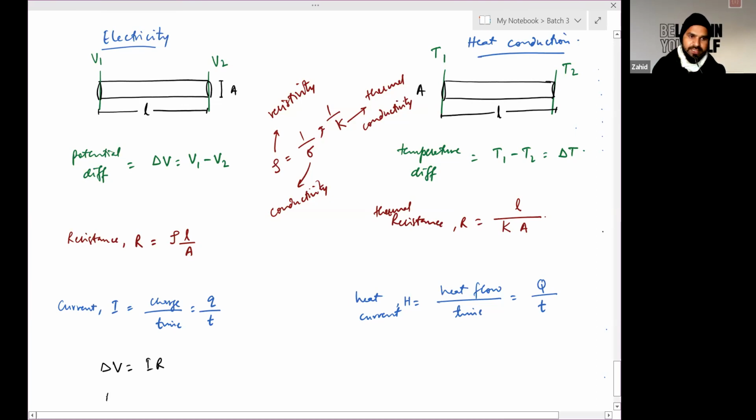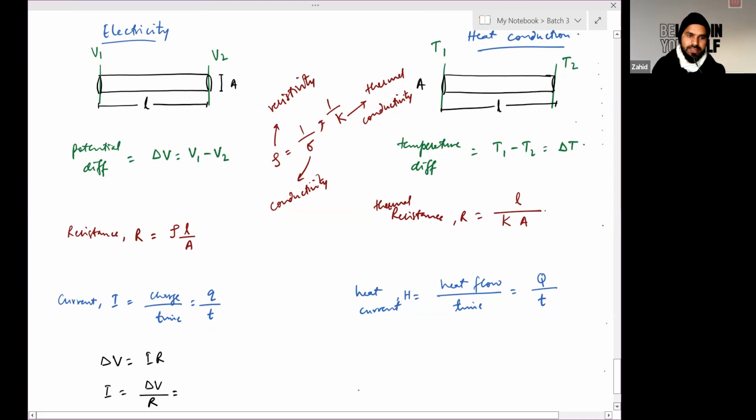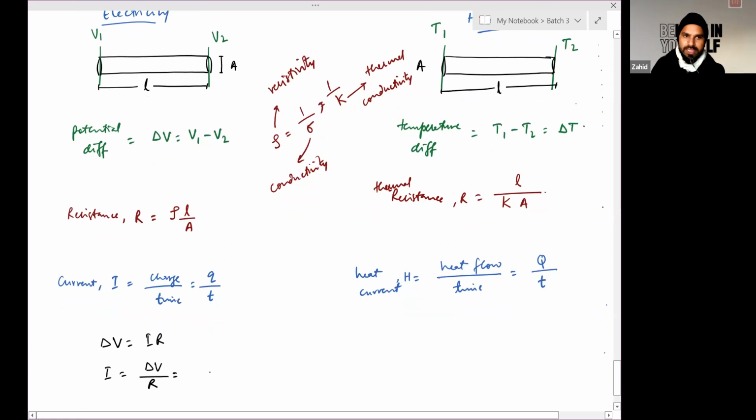So from this, we can write current equals potential difference divided by resistance. Just put the value of each term in this expression. We have R equals rho L by A. So on solving, you will get A times delta V divided by rho into L. You may write rho in terms of sigma, so it will become sigma A delta V divided by L as electrical current, or it will be equal to flow of charge divided by time taken.